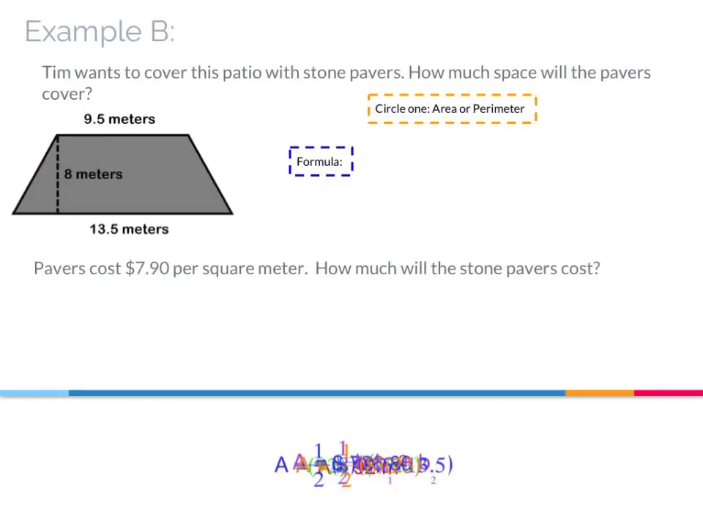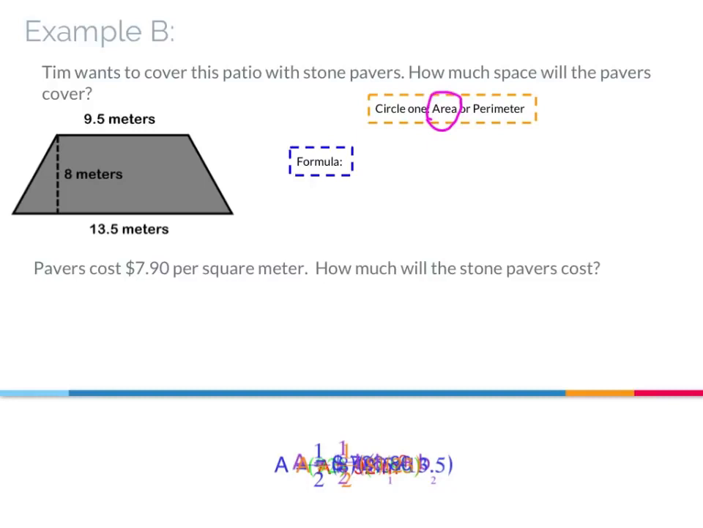The second example says that Tim wants to cover this patio with stone pavers. How much space will the pavers cover? So we need to determine if we need to solve for area or perimeter. And since Tim is covering this patio, we need to solve for area. Now the shape of the patio is a trapezoid, so we need the area formula of a trapezoid.